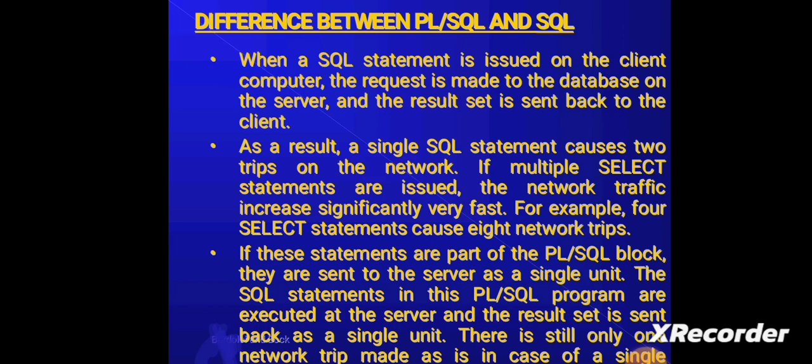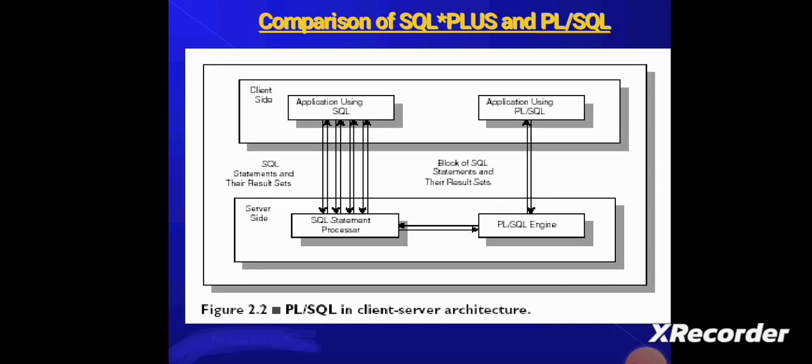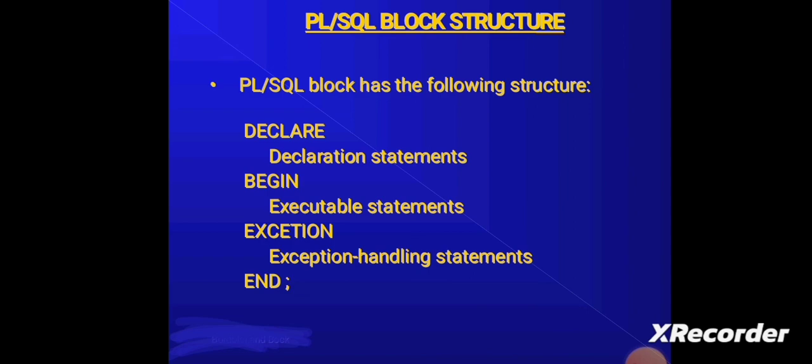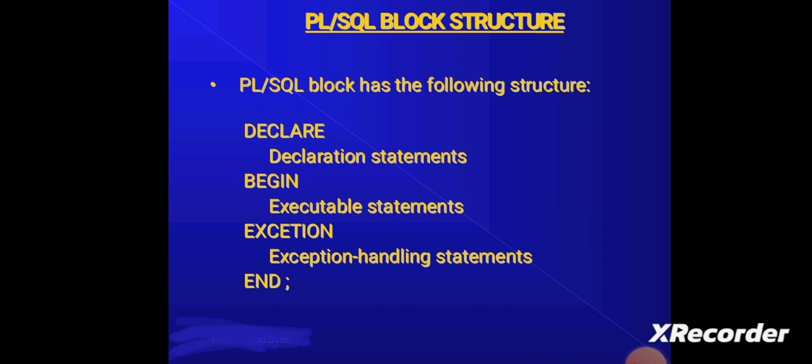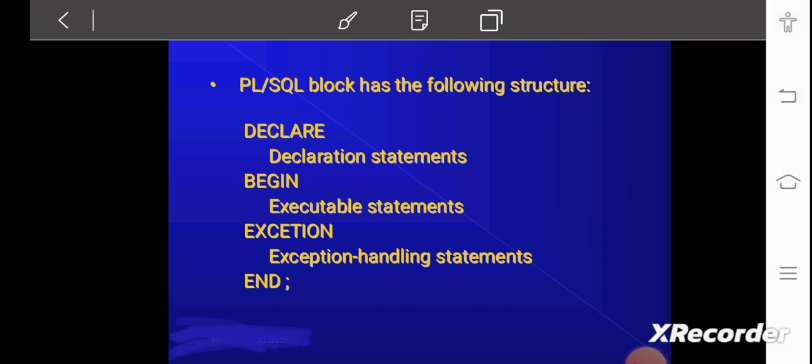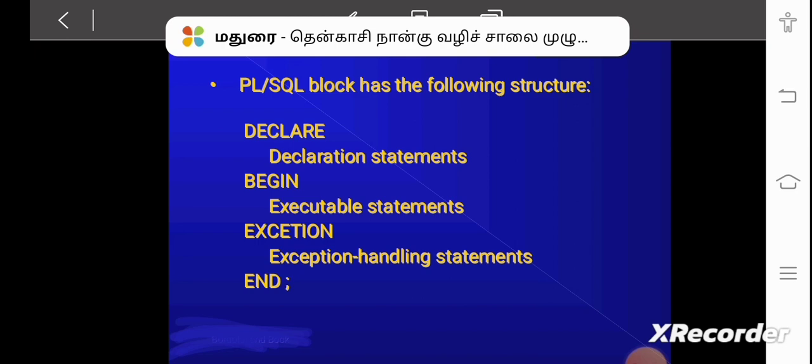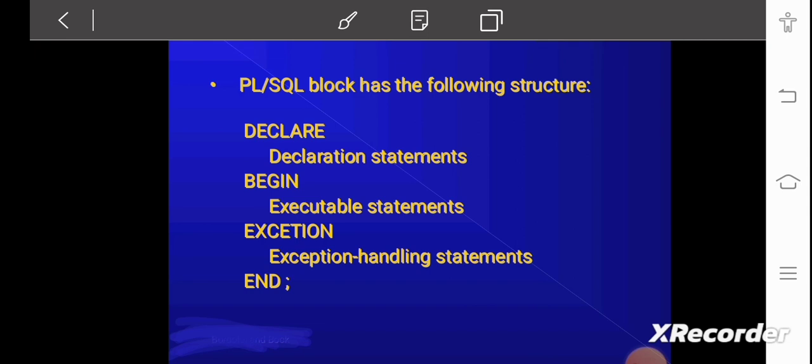Then this PL/SQL has three different blocks, we know that. Those are the declaration section, the executable section, and the exception handling section. In the declaration section, all objects of the block are declared. Declaration sections are mainly used for declaring variables. When the user creates a program, the variables that are needed are declared in the declaration section.